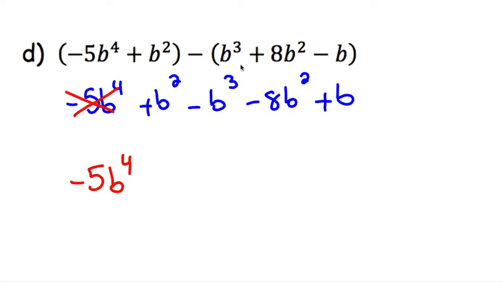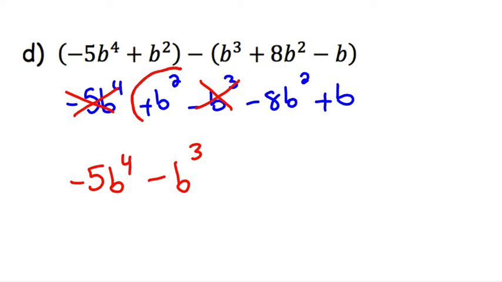There's only one b to the third term, so I'm going to bring that one down. Negative b to the third, and I'm going to cross it out so I don't forget about it. You also want to remember to bring the sign in front of it. That's a minus sign, so that minus sign comes down. All right, so here we go.